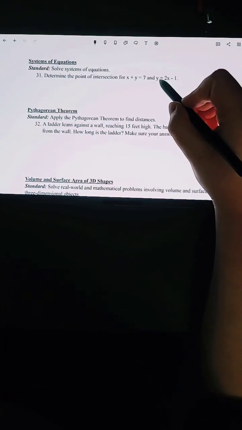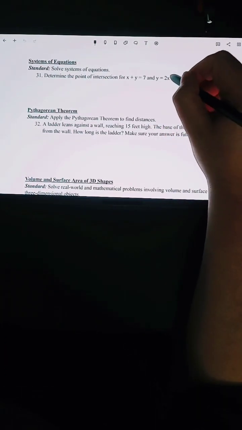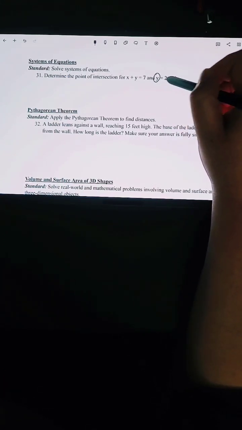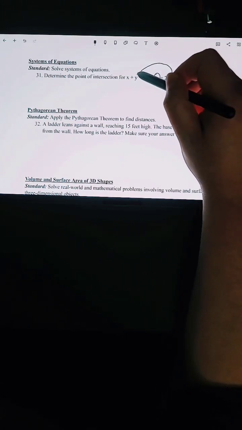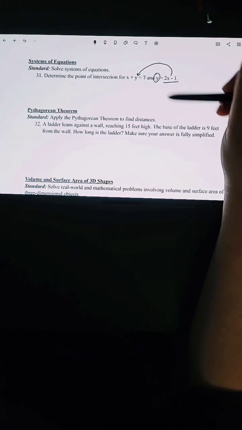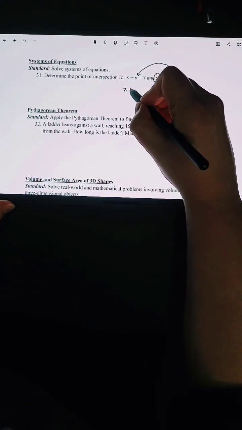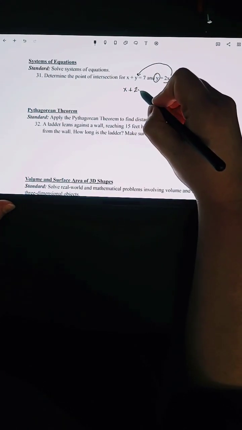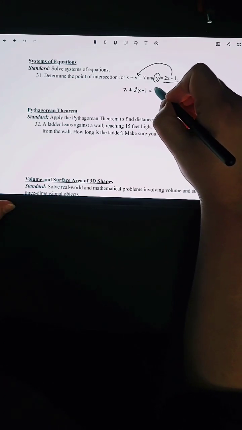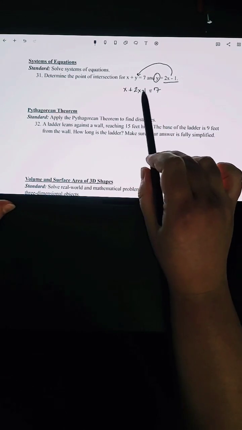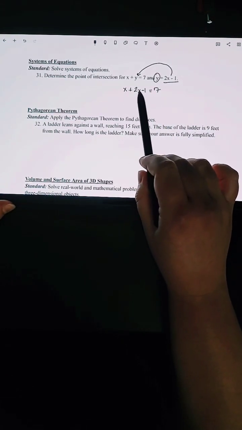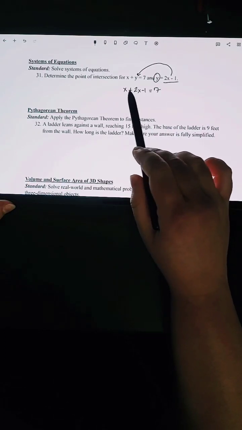So what we're going to do here is just use substitution since y is already isolated right here. So y is the same thing as this, 2x minus 1, so I can just plug that in for y in this equation and do substitution. So I'm going to do x plus, and then instead of y, I'm going to write 2x minus 1, and then I just copy down the rest of the problem, equals 7. The reason I'm doing this is because now I only have one unknown variable, x. So now I can solve for x.